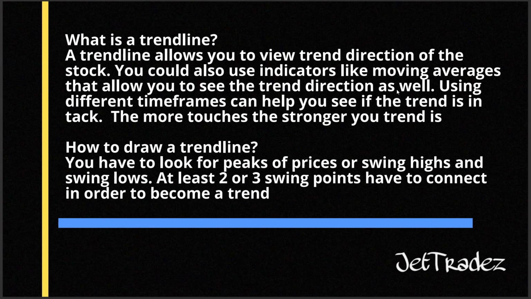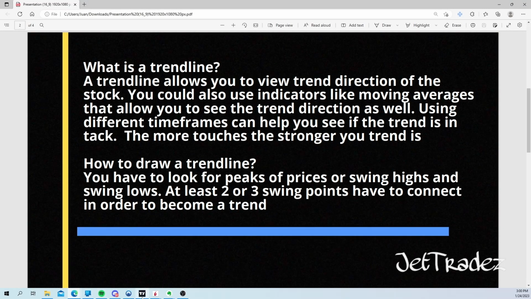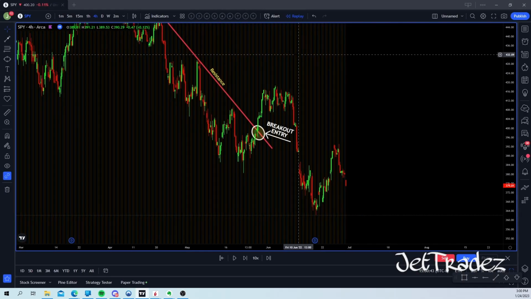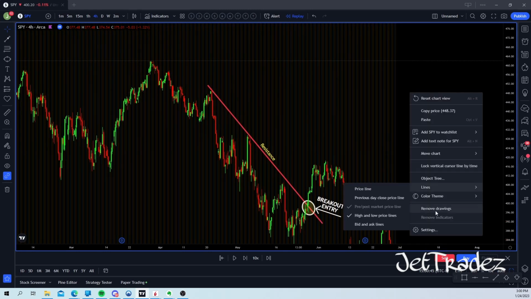So far, just drawing a trend line will help you identify whether you should get calls or wait for a breakout, a trend line breakout, which I'm going to go over now. How to draw a trend line: you have to look for peaks of prices, swing highs or swing lows, at least 2 to 3 swing points to connect in order to form a trend. All right, so let's go over it. I have a setup here, which did everything right.